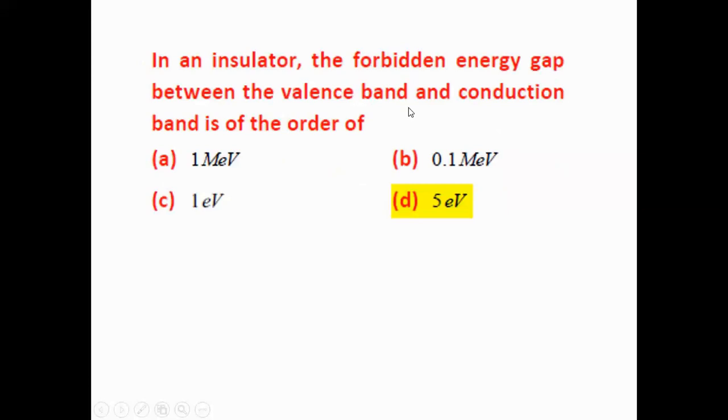In an insulator, the forbidden energy gap between the valence band and the conduction band is of the order of 5 electron volts. Actually, it is about 6 electron volts, but in the options they give 5. So order means a near value.